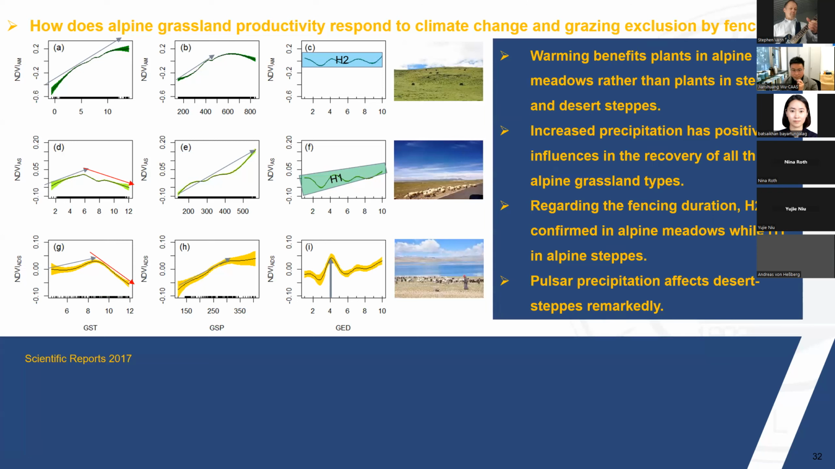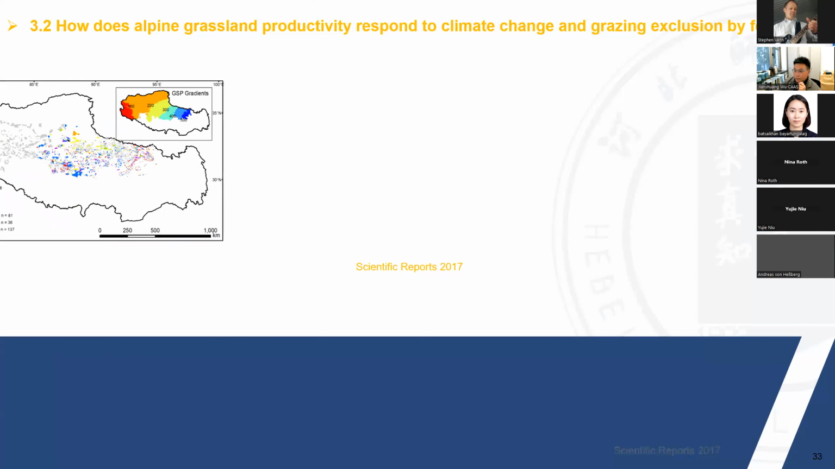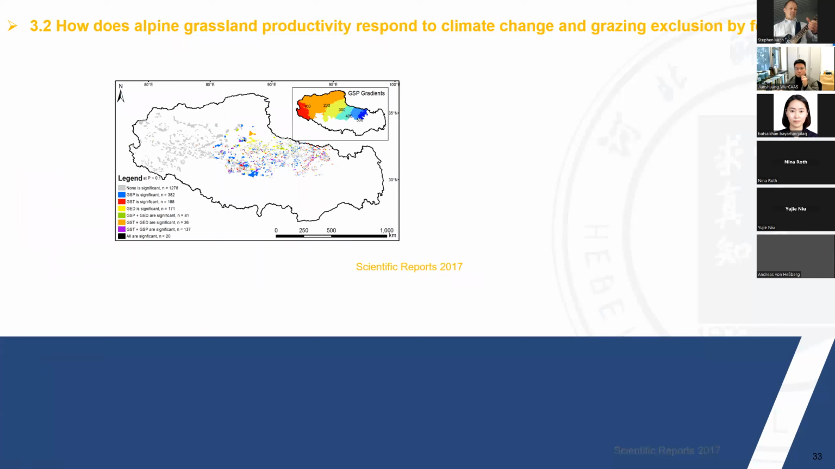So this is the analysis. We use different remote sensing products and fencing duration. When we plot this result on the map, we can see there were no effects, no matter precipitation, temperature, or fencing duration has significant effects in deserts. But in the zone with precipitation between 200 and 400 millimeters, there are a lot of fenced areas affected by fencing duration.